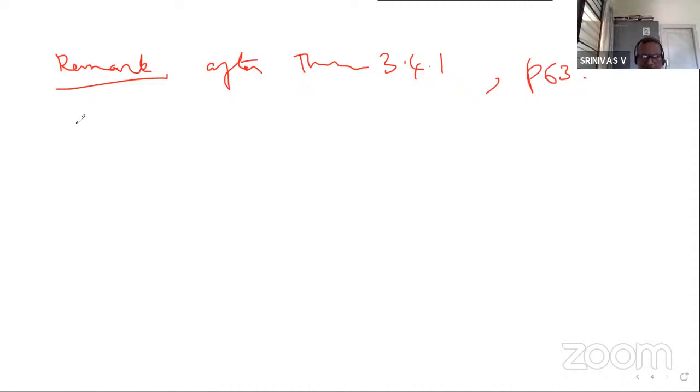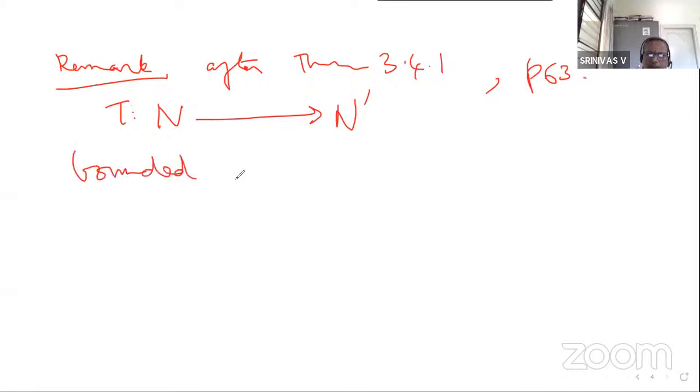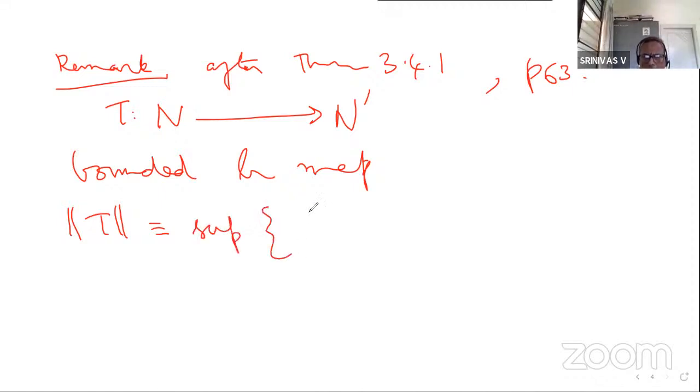What we do is this. Now we are saying T is a linear map from N to N dash, and then we know what we mean by bounded linear maps, linear transformations. And then we'd like to bring in a new function called norm T. We define this as the supremum of norm T of x such that norm x is less than or equal to 1.